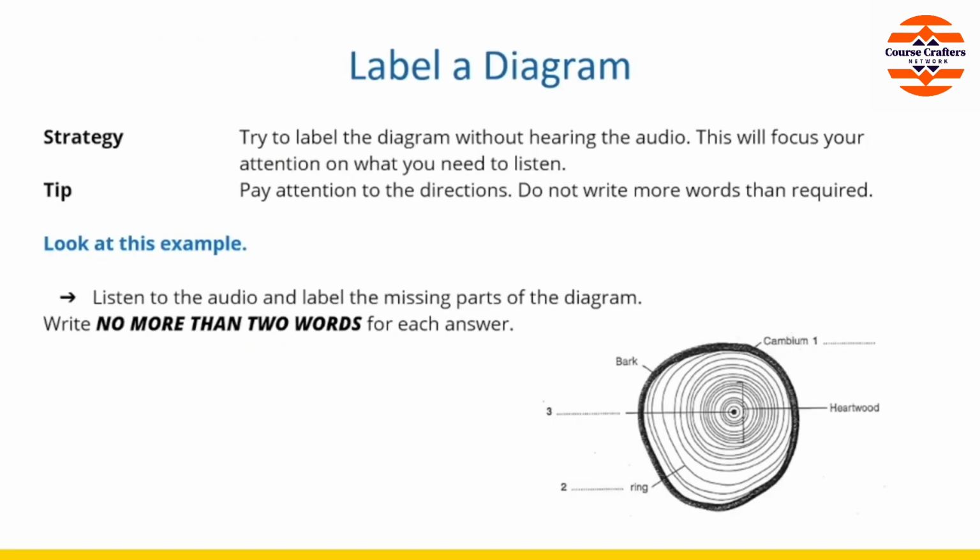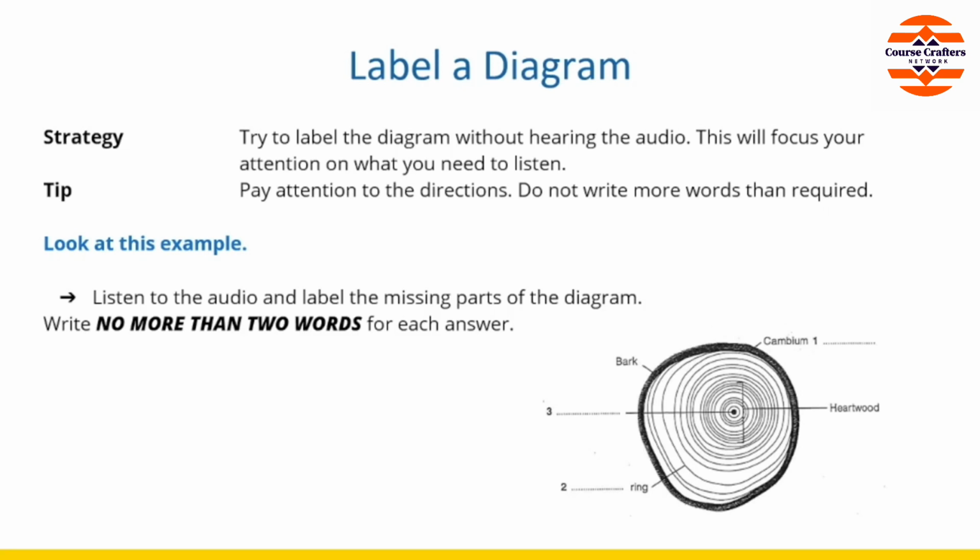Now we're going to review how to label a diagram. Try to label the diagram without hearing the audio. This will focus your attention on what you need to listen for. Also try to pay attention to the directions. And remember not to write more words than required. For example, in the following diagram and task, you are required to write only 2 words. If you write 3 words, your response will automatically be incorrect.